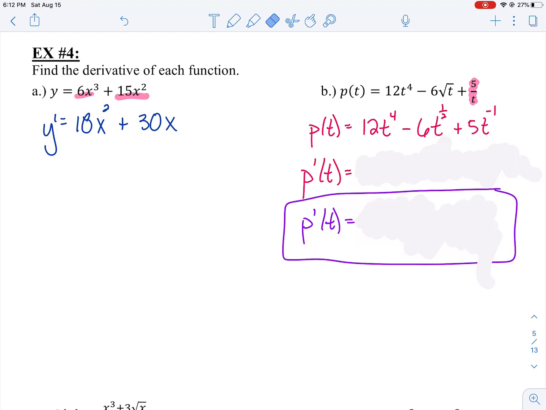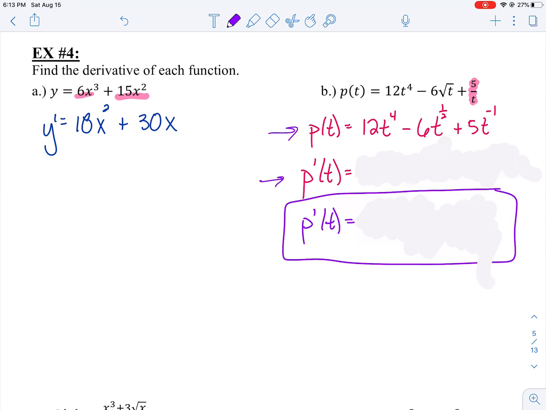All right, when I rewrote this problem, I'm going to use good notation still. This is still original p of t is 12t to the fourth. I'm going to take the square root of t and really make it minus 6t to the 1/2. And in my last term, I'm going to bring that t up to the numerator and call it plus 5t to the -1. Now I can take the derivative of each piece separately using my power rule and that rule where we have a coefficient.